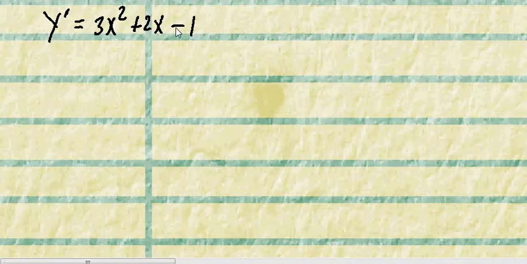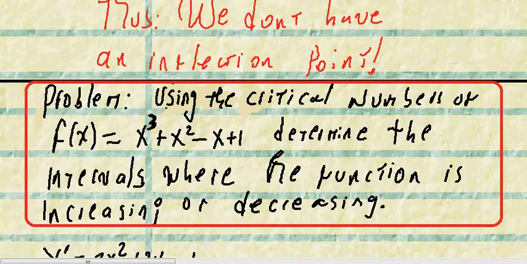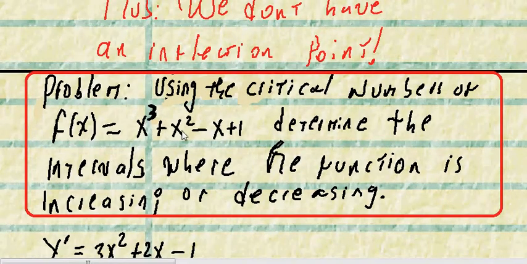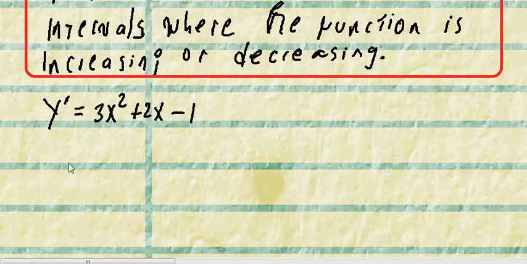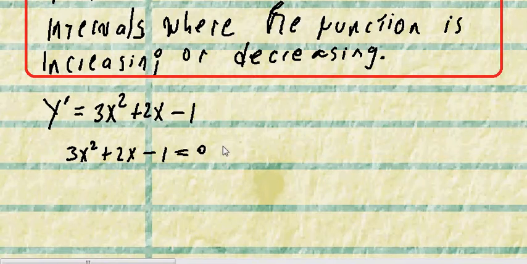Okay, so what I'm going to do is find out where the polynomial 3x squared plus 2x minus 1, which is the derivative of the function f of x equals x cubed plus x squared minus x plus 1, is equal to 0. So to achieve that, I'm going to write 3x squared plus 2x minus 1 equals 0. Now, I'm going to be honest with you, I don't want to do this by hand.